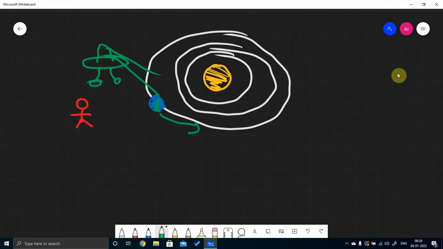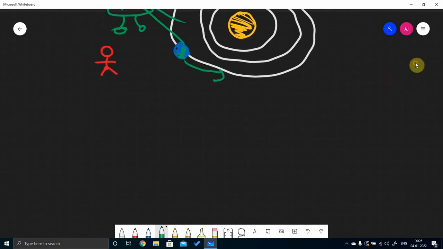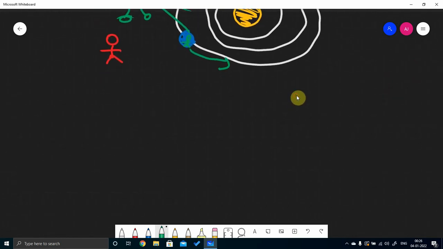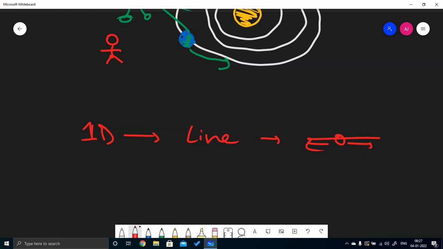Now we are going to be talking about one dimension, two dimension, three dimension. Now, what exactly is dimension? So when we talk about one dimension, when we talk about 1D, that's basically a line. Just one line. It's just a straight line that looks like this. So if there's motion happening in a straight line, that is known as one-dimensional motion.